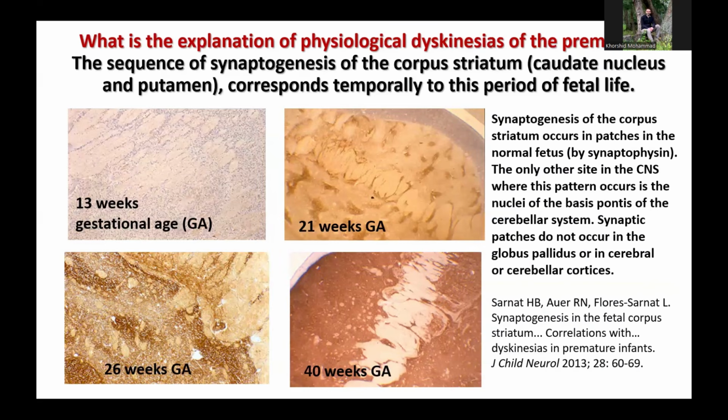So there could be, temporally, this coincides very well with what we observe in premature infants and in fetuses of corresponding age. And so, the explanation, excuse me, for this transitory dyskinesia may be the immature sequence of synaptogenesis that's occurring at that age.